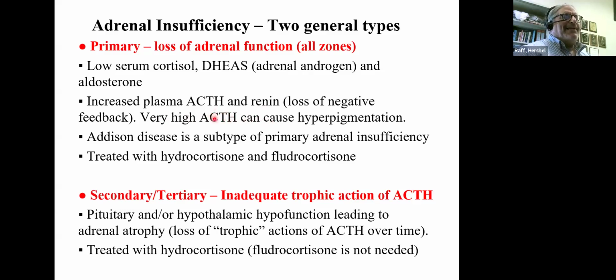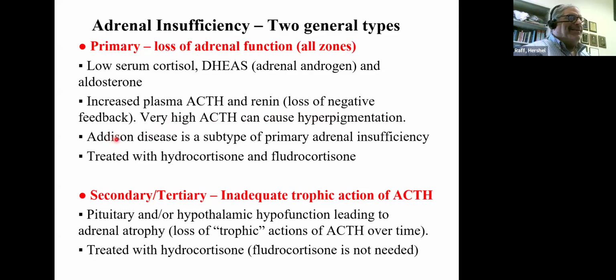And because ACTH contains within the sequence MSH, melanocyte stimulating hormone, it can actually cause some hyperpigmentation, particularly in the palmar creases and buccal membranes. That's a great sign. It's not always present, but it's a useful sign.